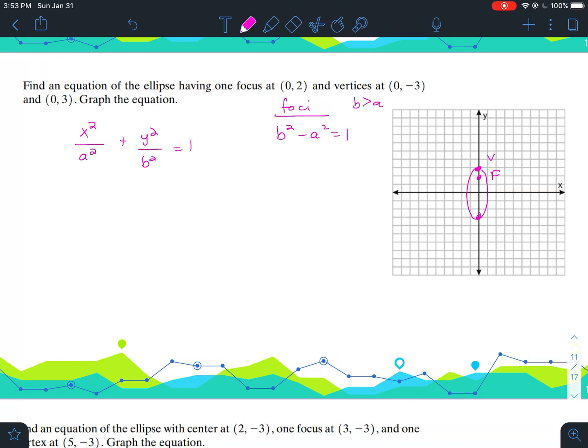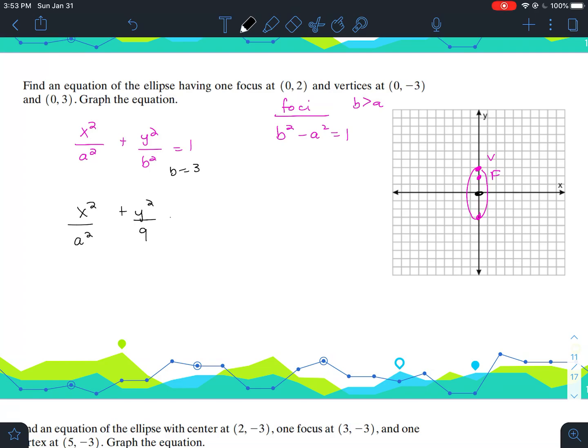And so, the center is in between the two vertices. So the center in between 0, negative 3 and 0, 3 is going to be at 0, 0. So I'm going to do my center at 0, 0. So that's not going to change x squared or y squared. And then I moved up and down 3 to get to each vertex. So my b is going to equal 3. So b squared is 9.